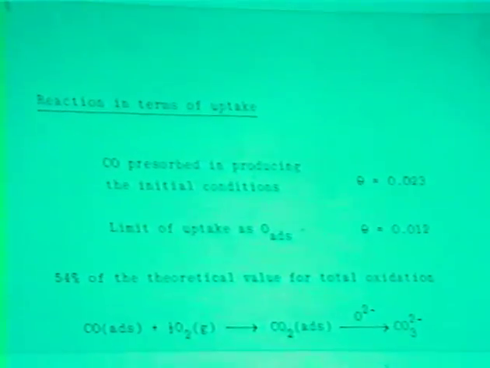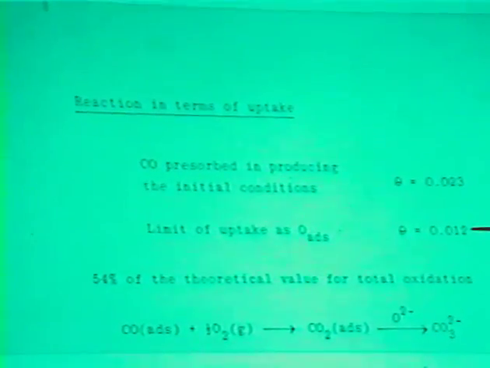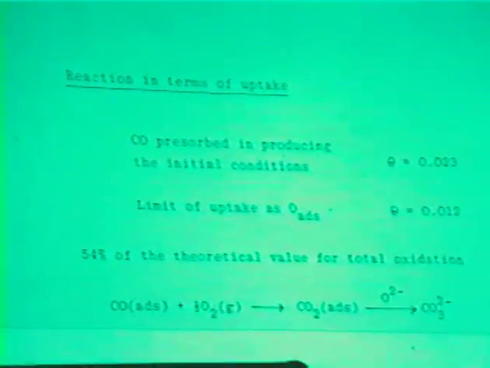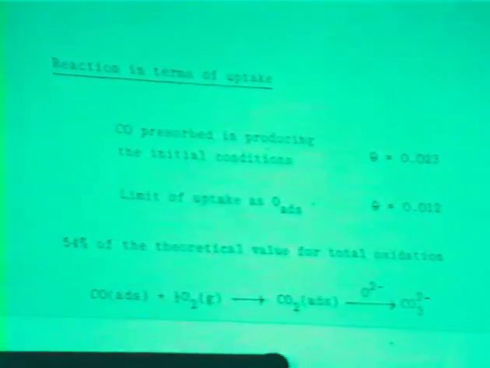We have seen that the limit of uptake of adsorbed oxygen when expressed as oxygen atoms is 0.012, so that is 54% of the theoretical value for total oxidation to CO2. And as we already heard from Kalucha, it of course forms CO32- on magnesium oxide. So that's the situation as regards uptake. Only about 50% of the CO which is on the surface can be oxidized. We are carrying out these experiments at a temperature of 303 Kelvin, 30 degrees centigrade.